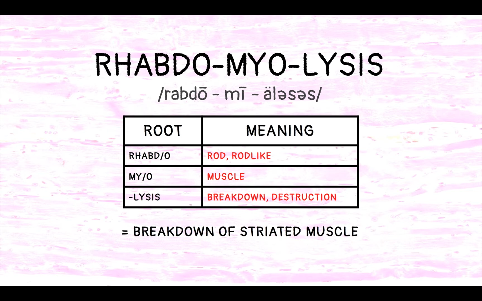First, let's break down the word rhabdomyolysis. The prefix rhabdo means rod or rod-like, referring to the striated muscle tissue. The root, myo, means muscle, and the suffix lysis means breakdown, destruction, or separation. Altogether, rhabdomyolysis is the breakdown of striated muscle tissue.